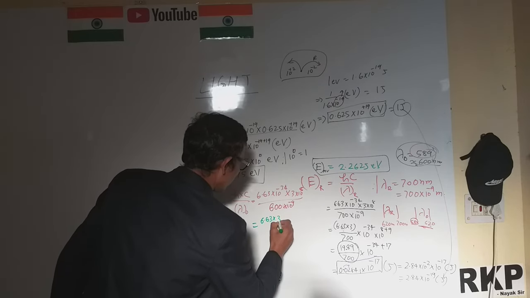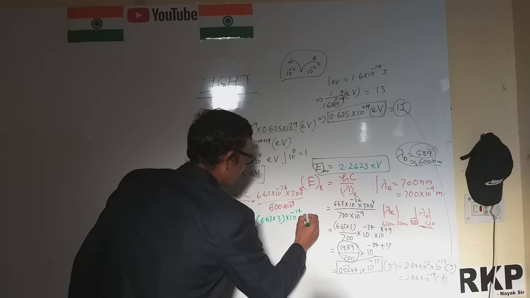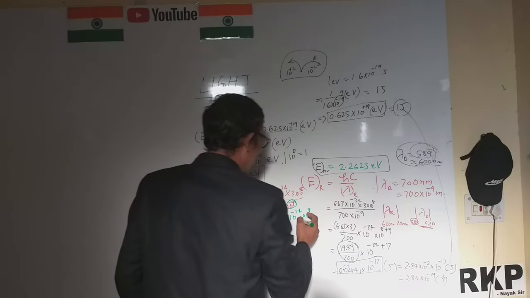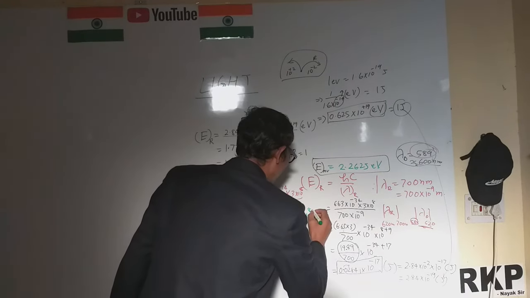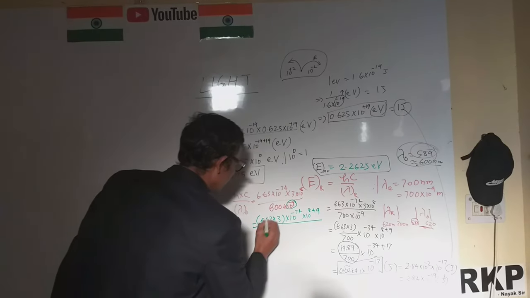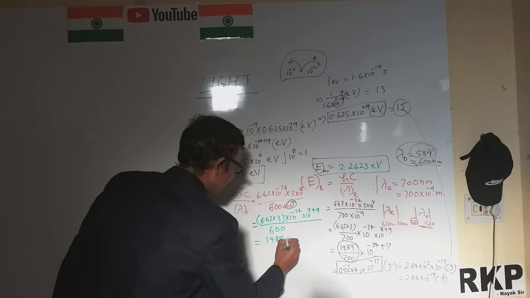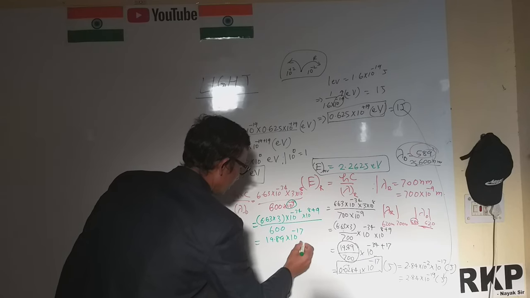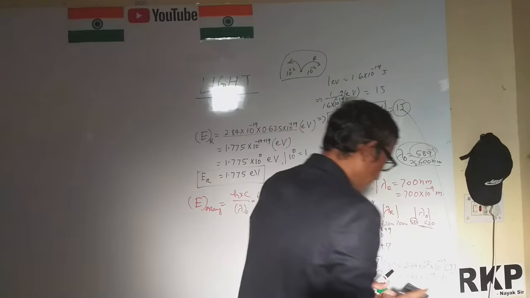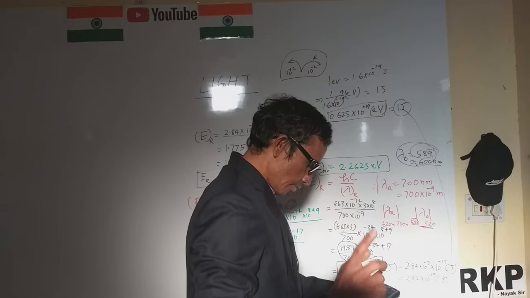6.63 into 3 and 10 to the power minus 34 into 10 to the power 8, and this one goes to the upper side, the numerator part, so the sign changes: minus here will be plus, and this is 600. So 19.89 into 10 to the power minus 17, divided by 600. We calculate this: 19.89 is divided by 600.